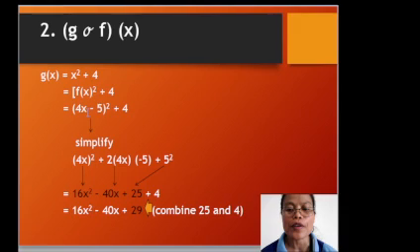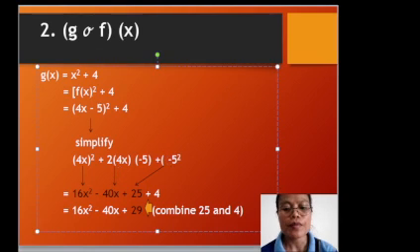And then plus 4. We will apply the three steps in getting the product of squaring a binomial. Simplify this 4x minus 5 squared: 4x squared plus 2 times 4x times negative 5 plus negative 5 squared. The square of 4x is 16x squared, and 2 times 4x is 8x times negative 5, that is negative 40x, and the square of negative 5 is 25, plus 4.